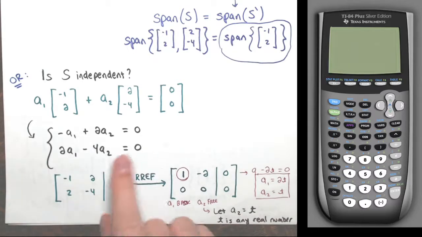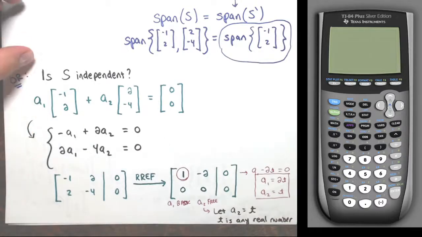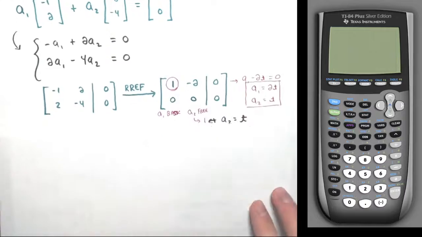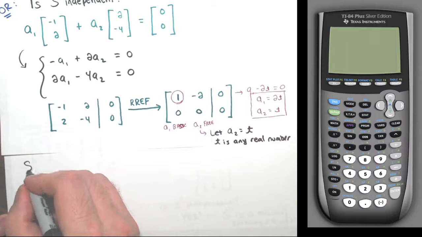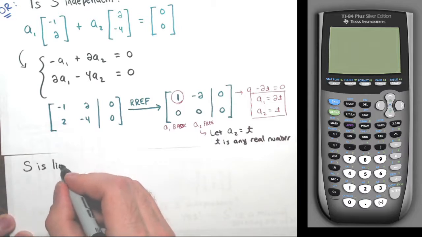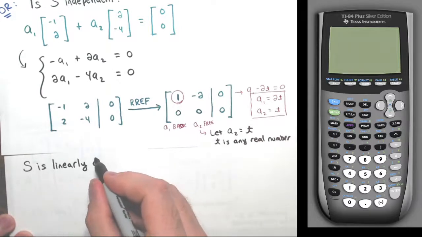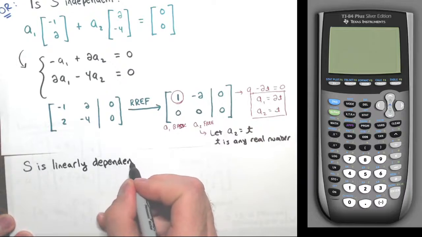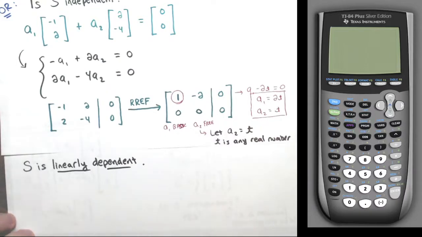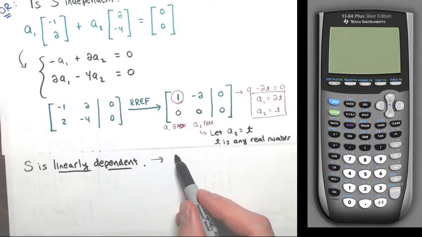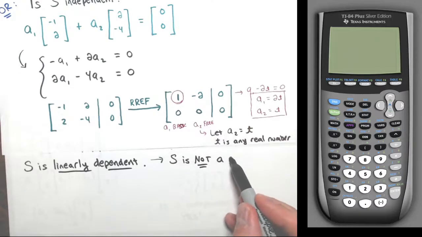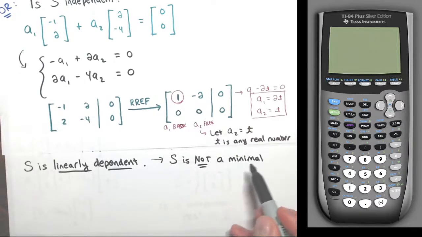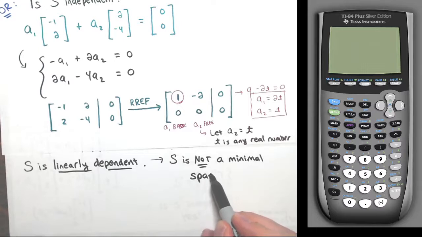So S, the set of vectors we had, is linearly dependent. All right. So because there are infinitely many solutions, S is linearly dependent, as we mentioned earlier. So that means that S is not, I'll say it one more time here, S is not a minimal spanning set of W.